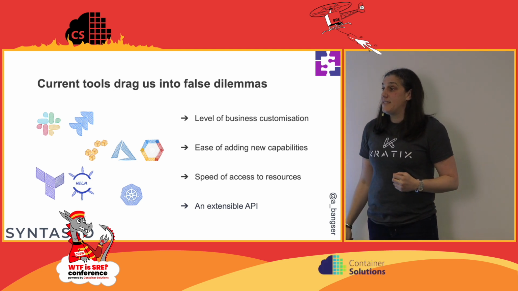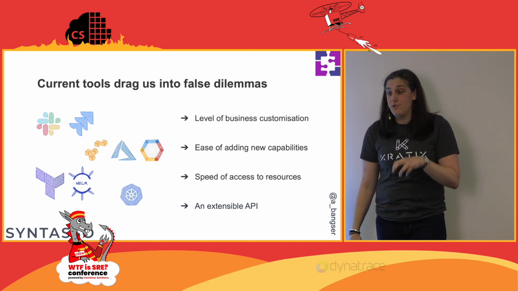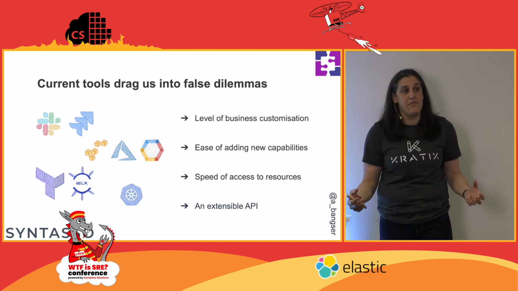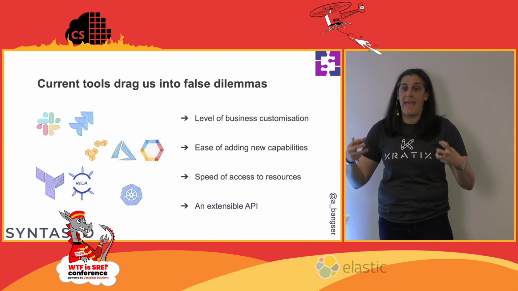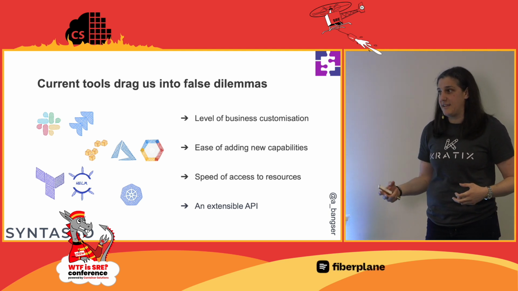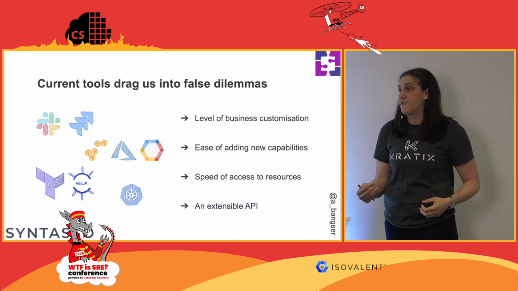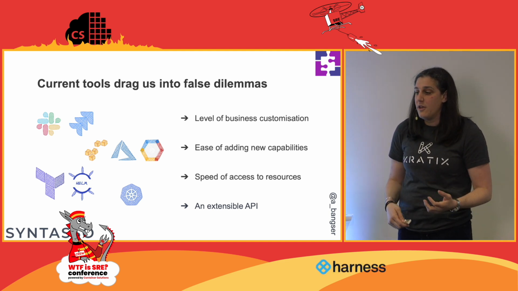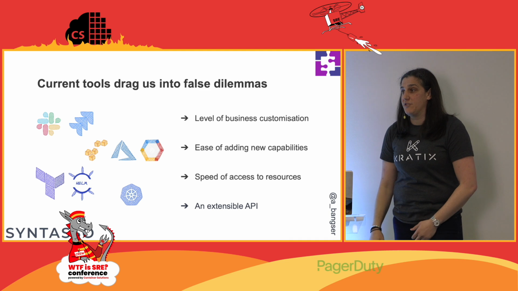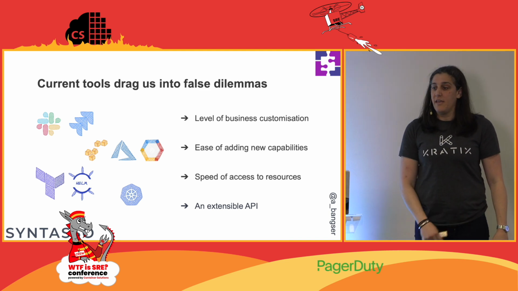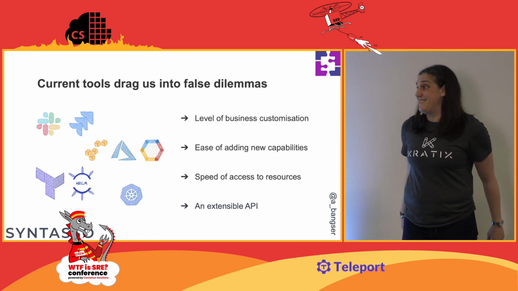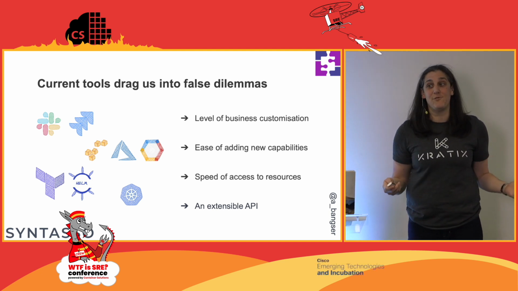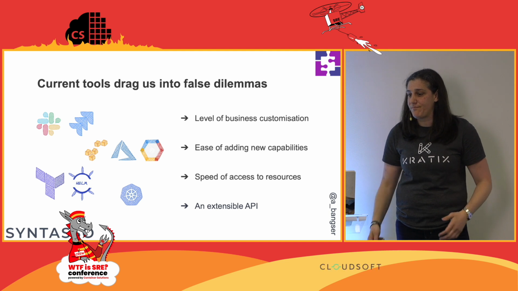And the problem is that today, when building platforms, our current tooling draws us into these false dilemmas. It tells us that if we need to have a high level of business customization, we need to have a hands-on approach. So we need to use things like ticketing systems and Slack to be able to have conversations and make sure that we are building in exactly the way the business wants it to. It's telling us that if we want the devs to be able to move fast and add new capabilities, we need to just give out AWS keys and Kubernetes clusters to anyone and let them just run wild, where we can't keep track of what's going on and make sure it's secure.